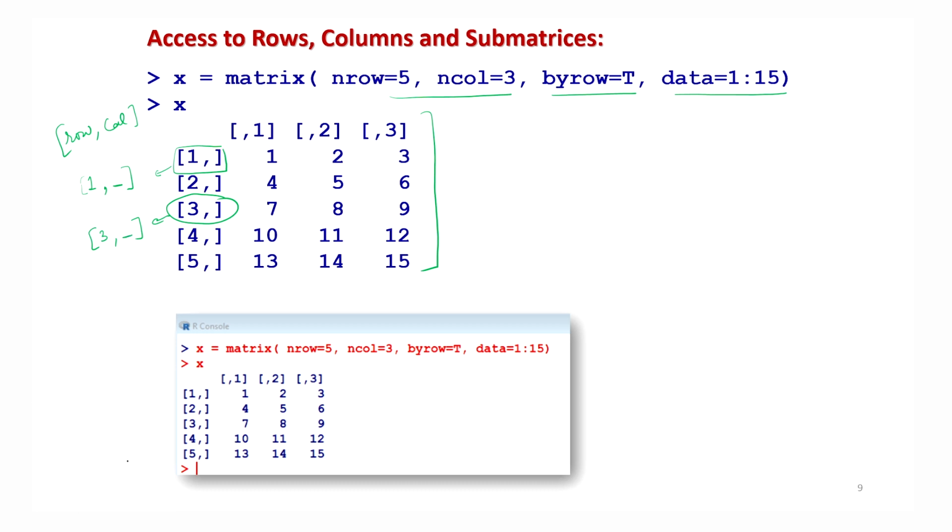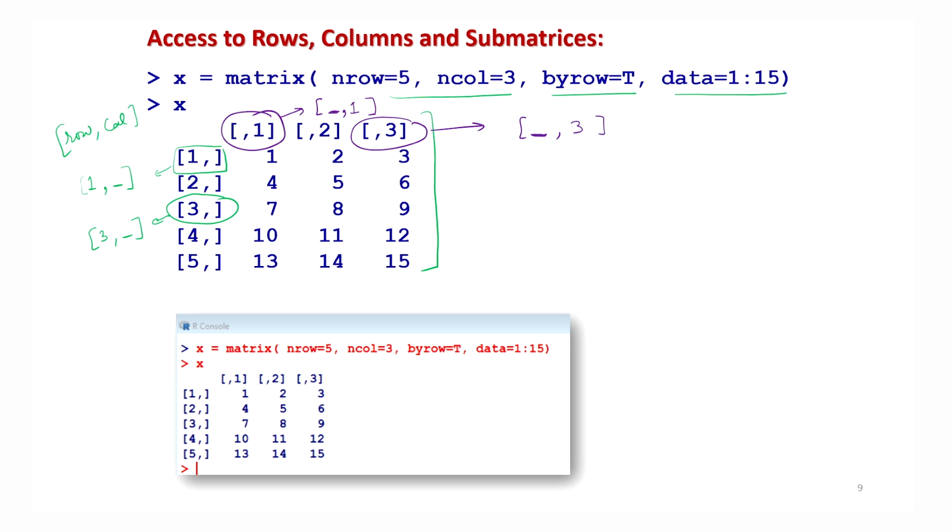Similarly, if you look for the columns, this is your first column. You write the square brackets. Now this is the first column, so the row will remain blank, you don't write anything, then a comma, and then write 1. And similarly, if you go for the third column, this will be the square brackets, blank here, nothing, comma, and then 3.